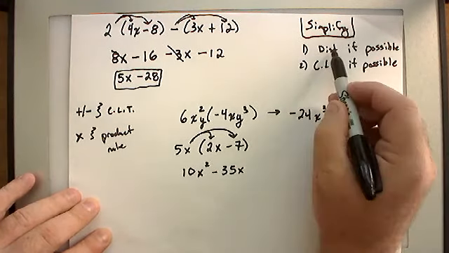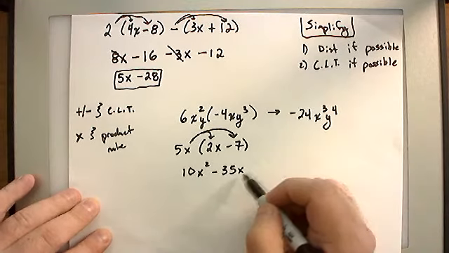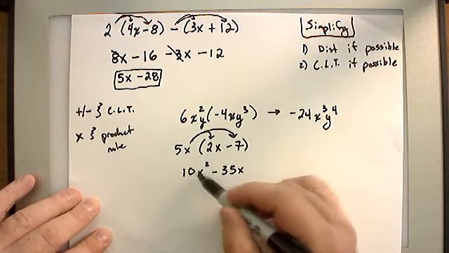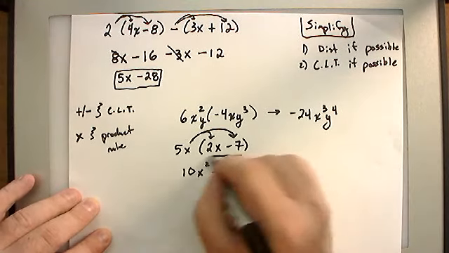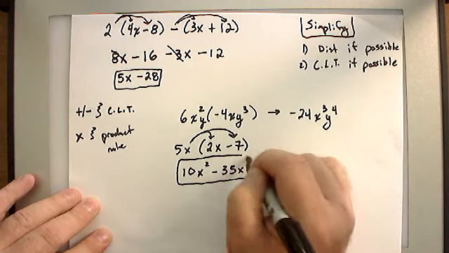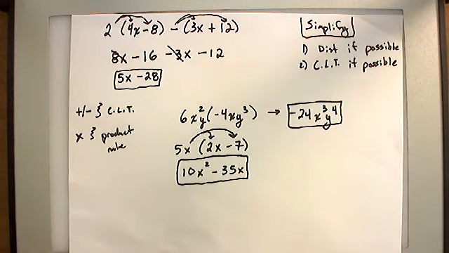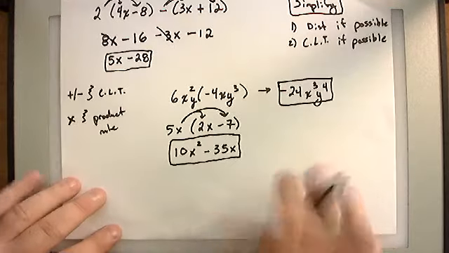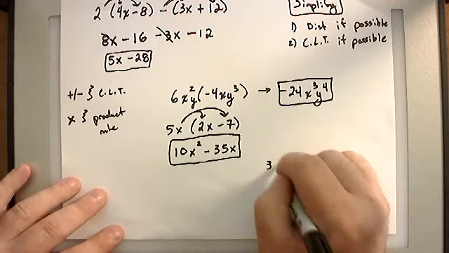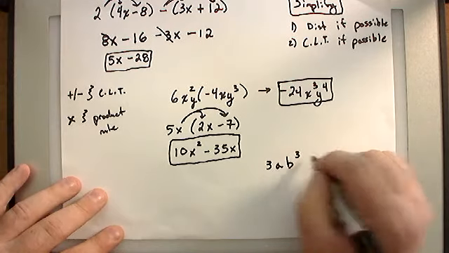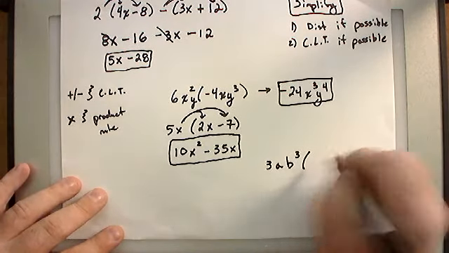So that was the distribution. Now you come back and say, can I combine like terms? And no, 10x squared minus 35x does not combine. They're not like terms. You're done. So in both cases, it's fairly straightforward. Multiplying is not a big deal. You already know how to do it. It's just product rule. At the end, you have to check and see, do I have any like terms? What if I said 3ab to the third, another monomial, times another binomial?